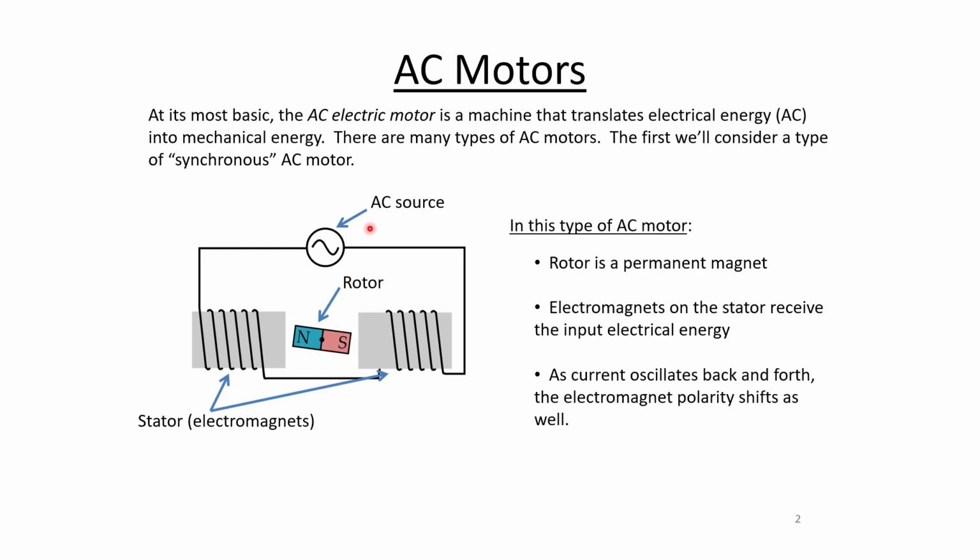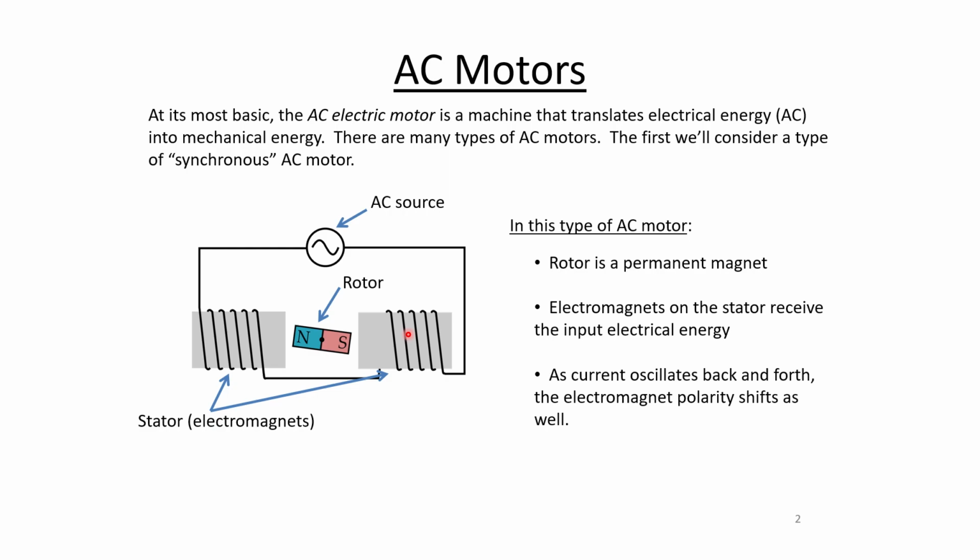So just so we have all of our bits and pieces labeled here, we got a permanent magnet on the rotor, got our AC source, usually an AC generator at its source, but this could be plugging it into the wall of our home or apartment. And on the stator, we've got our electromagnets, just two of them in this simple AC motor.